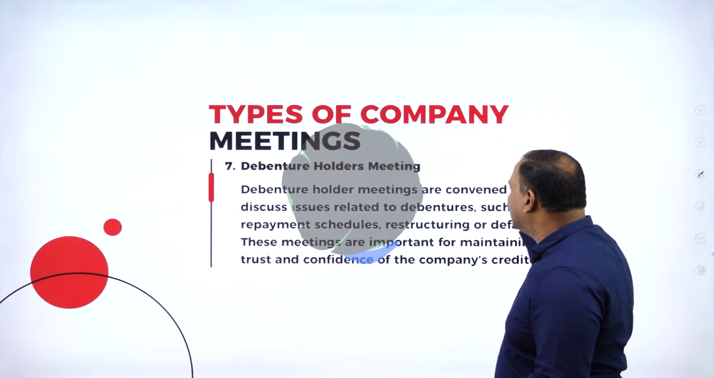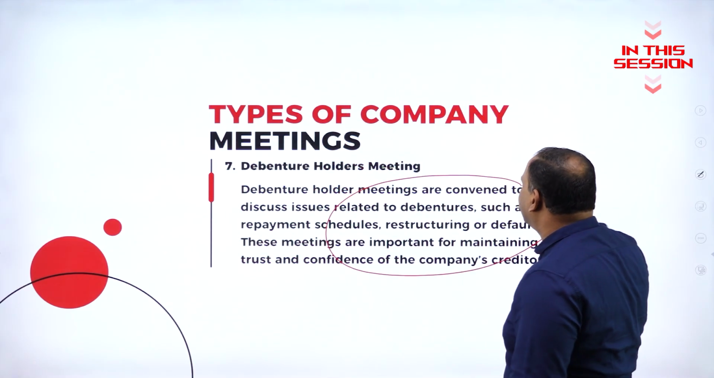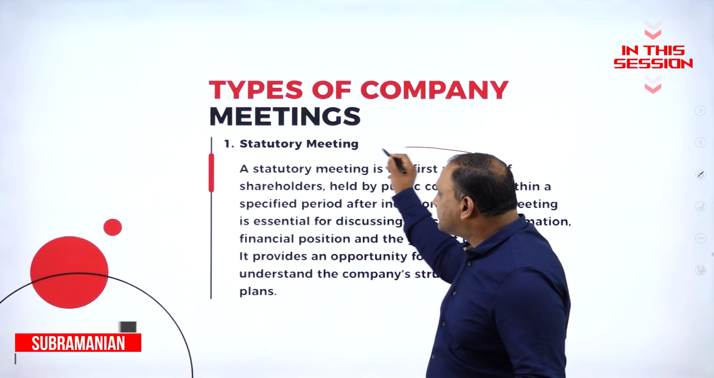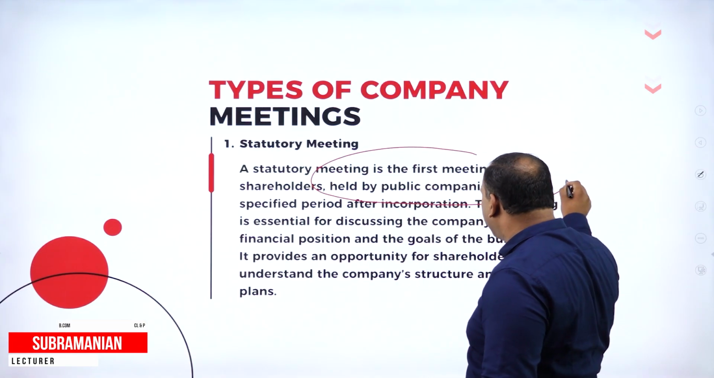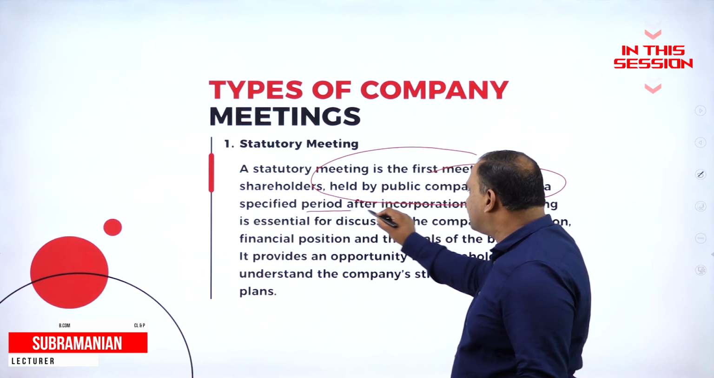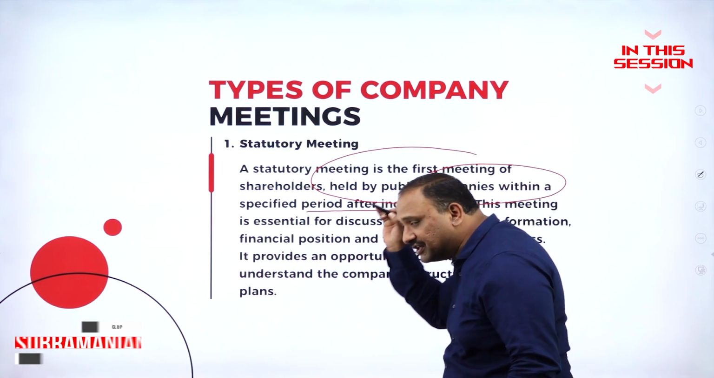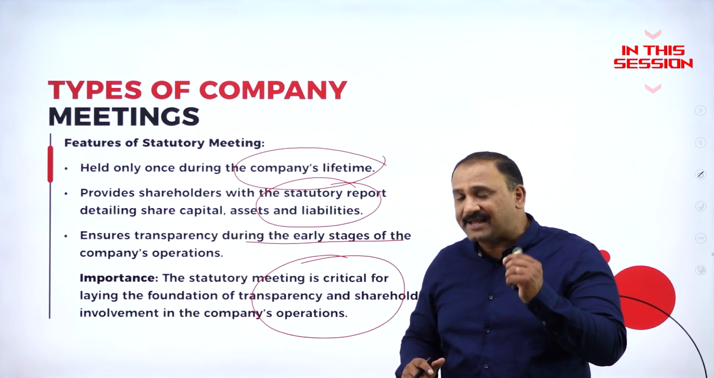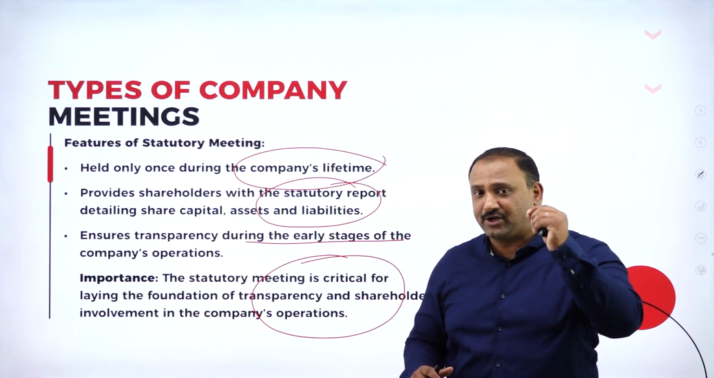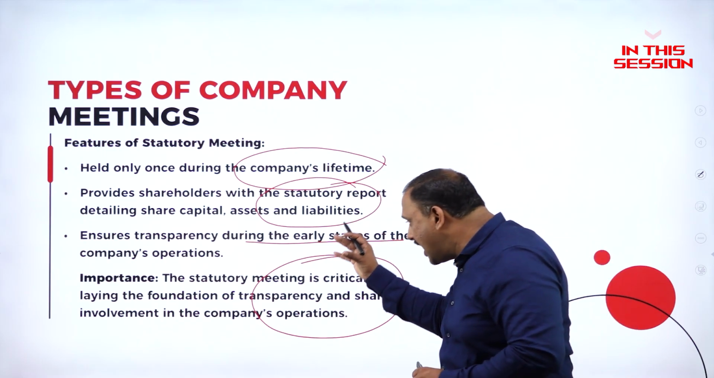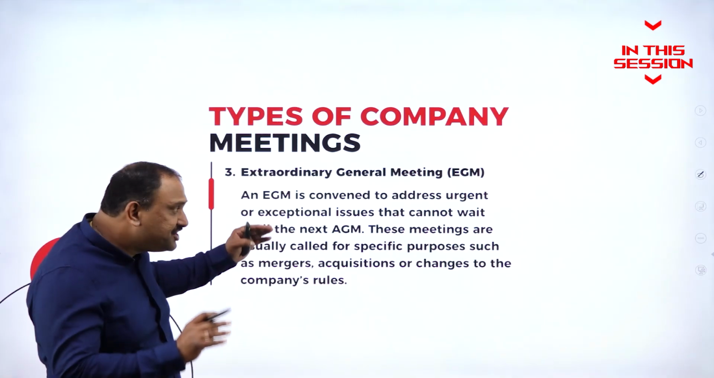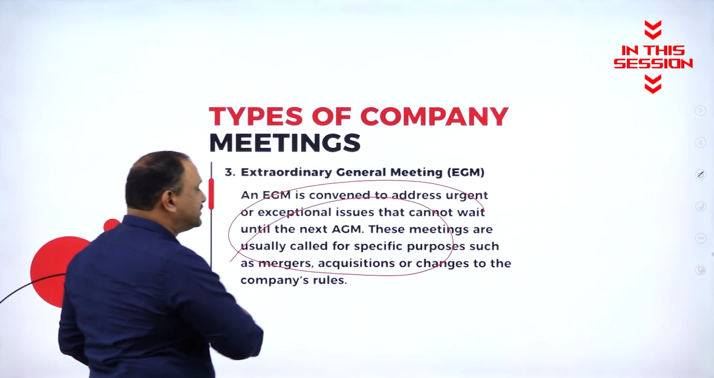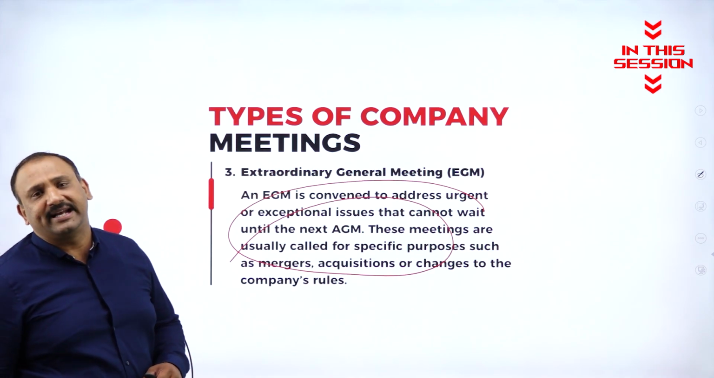The debenture holder meetings are convened to discuss the issues related to debentures such as repayment schedules. A statutory meeting is the first meeting with the shareholders held by public companies within a specific period of time after the incorporation. In the statutory meeting, you take a step forward to make your shareholders understand where are we exactly standing. EGM is convened to address urgent exceptional issues that cannot wait until the next AGM.